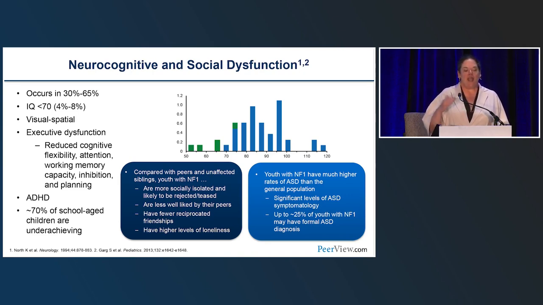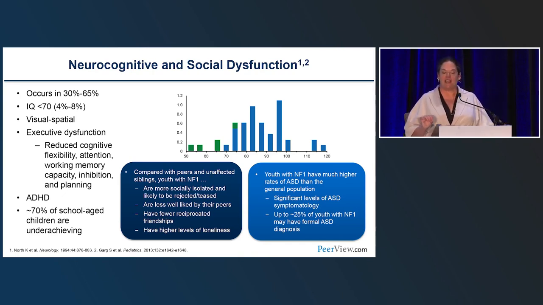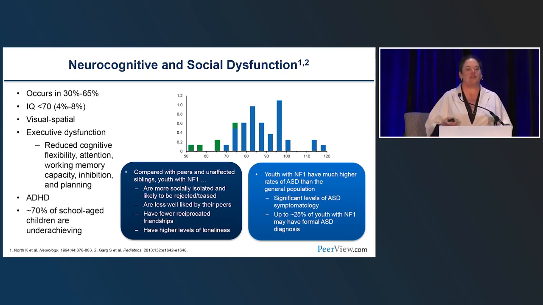There's also quite a high rate of some social dysfunction. Kids with NF1 are more likely to be socially isolated, teased. We did some bullying work. So much less likely to be well-liked by their peers. And up to a third will have some aspect of autism spectrum disorder, so clearly will meet some of that criteria. So really impacts their day-to-day outcome.